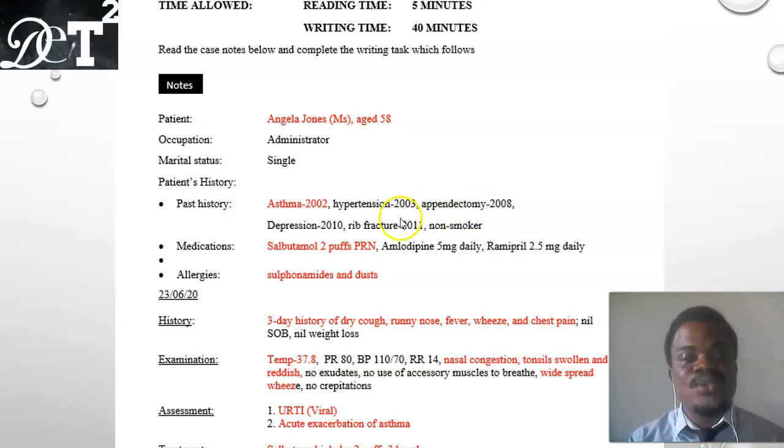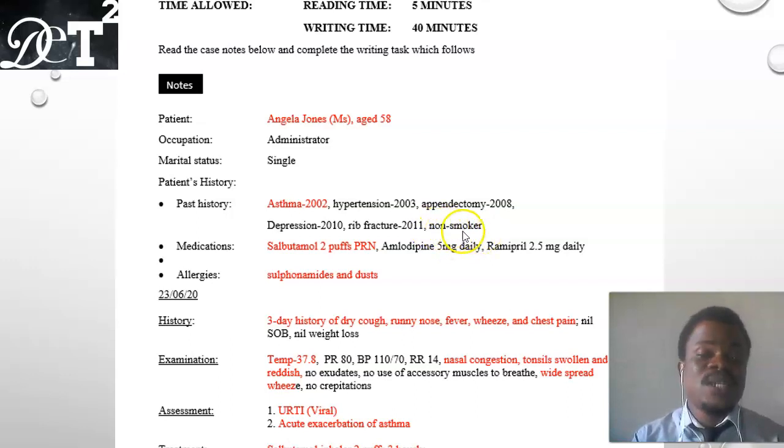Appendectomy, it has nothing to do with the patient's treatment. Depression, it also has nothing to do, and it was even a long time ago in 2010. It has nothing to do. Patient also had a rib fracture in 2011, and here we are in 2020, this rib fracture would have resolved. Patient is a non-smoker. Anyway, it's not relevant to us if they say patient is a non-smoker. If this patient were a smoker, then we'll add this information.